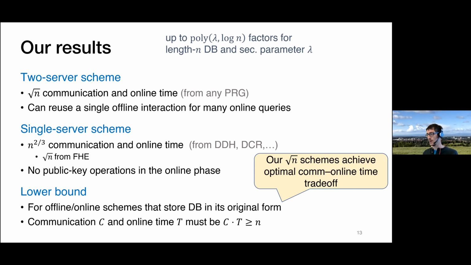So in this model, essentially this means that the two-server square root N result and the FHE-based single-server result are optimal, at least if you require the servers to store the database in its original form. So that's an overview of our results. If you have any questions, I'll be happy to take them.